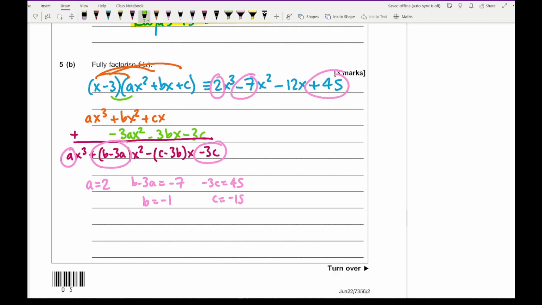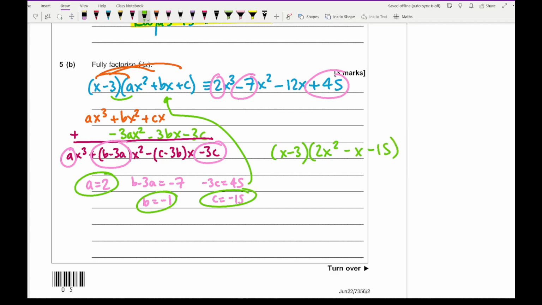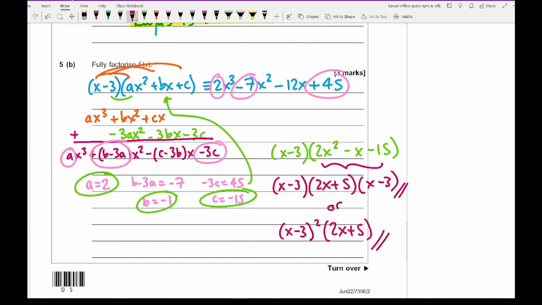So then substituting these three values into this, what I end up with is x minus 3 times 2x squared minus x minus 15. And then using whichever way you want to factorize this, which it does factorize, I get 2x plus 5, x minus 3, or I can write that as x minus 3 squared multiplied by 2x plus 5. If you want to write the 2x plus 5 first, that's entirely up to you, but any of those two, or three even, would be absolutely fine.